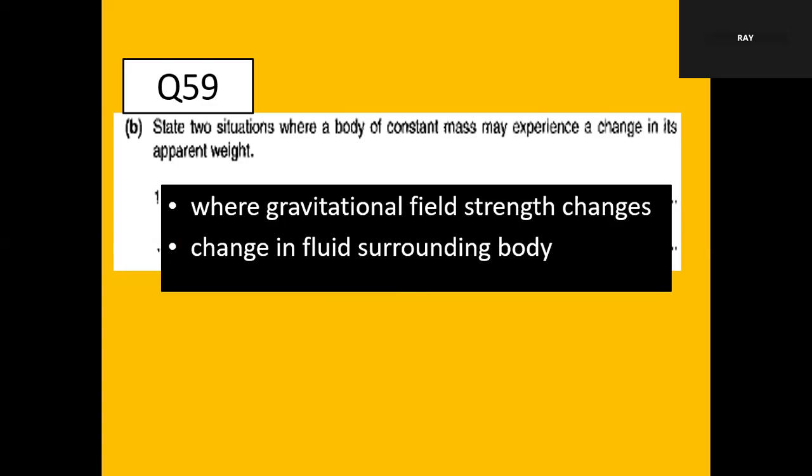Yeah, you can say different planet, right? Say again, different planet. Weight changes if it's in a different planet or different mass. That's where the gravitational field changes. Different planet has different gravitational field.